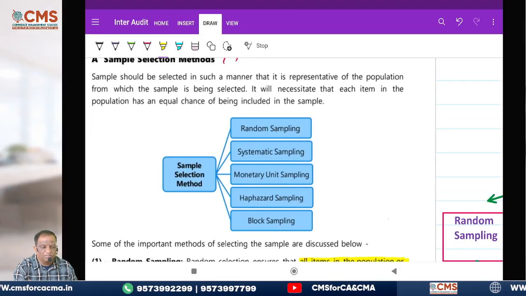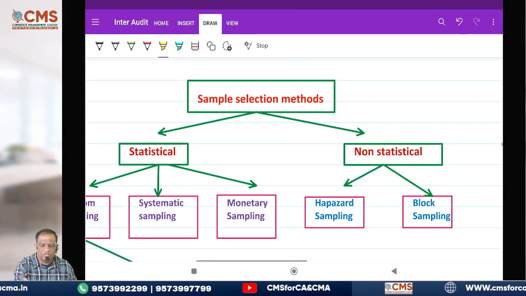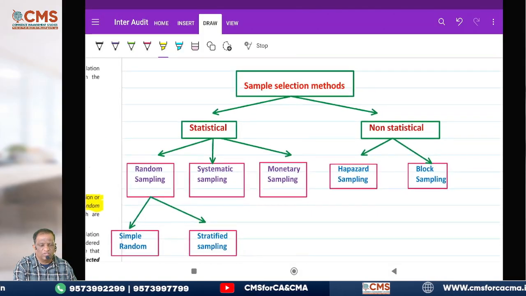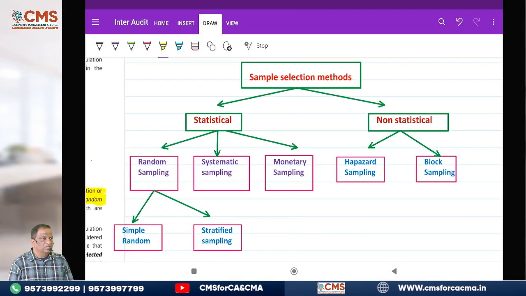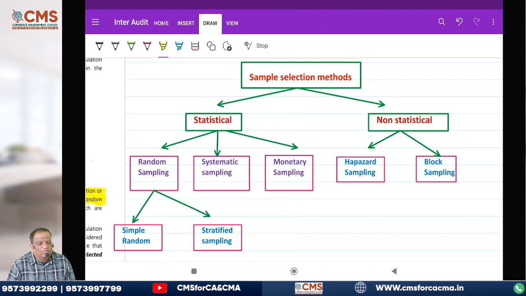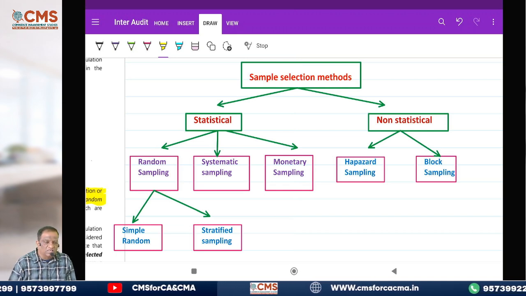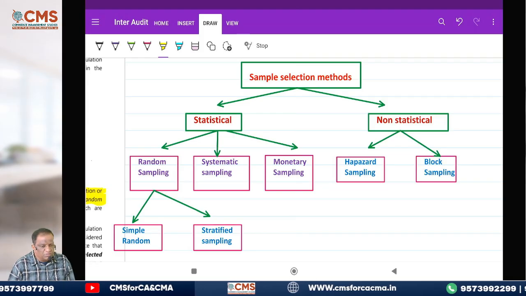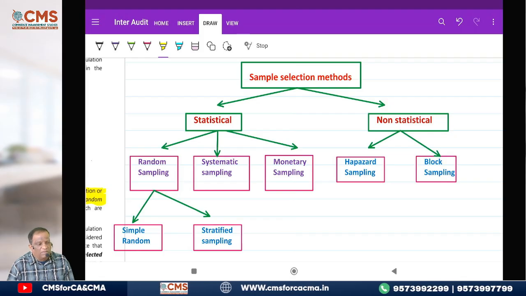Then what are the sample selection methods? Now instead of this, let us look at the R chart because that is confusing. So we'll go by the R chart. What are the sample selection methods? It depends on which method I am using, statistical or non-statistical. If it is statistical, then there are three methods: random sampling, systematic sampling, and monetary sampling. And non-statistical: haphazard and block sampling.